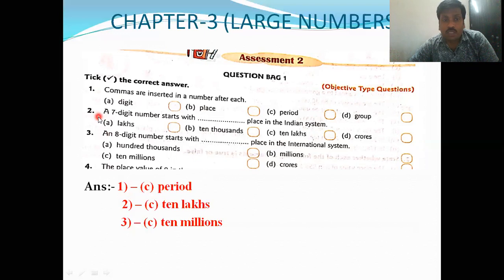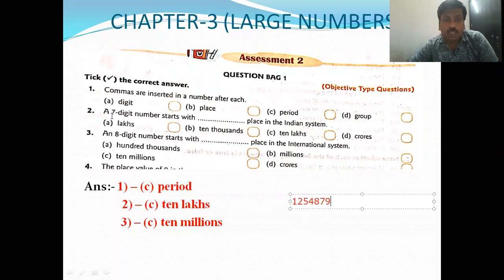Now second question, a 7-digit number starts with which place in the Indian system? How can we solve this type of question? Let us take any number which has seven digits. Now we write 1 2 5 4 8, 5 digits, 6 digits, and the 7th digit. Now 7 digits, 1 2 3 4 5 6 7.